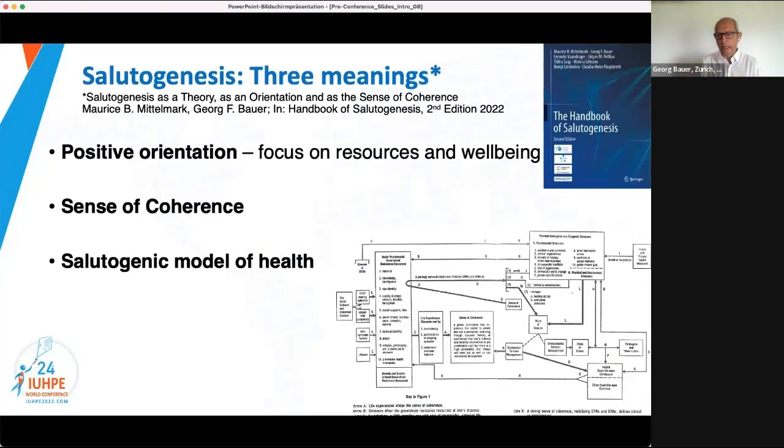Meanwhile, certainly this field has grown a lot. This is reflected in the second handbook of salutogenesis, with around 600 pages, where you can see all these developments. In the introductory chapter, Maurice and I summarize that salutogenesis has meanwhile taken on three distinct meanings. One is this more overall positive orientation taken up in health promotion, particularly focusing on resources in the environment of people, which will lead to well-being as a positive outcome. Certainly the sense of coherence is one core element.